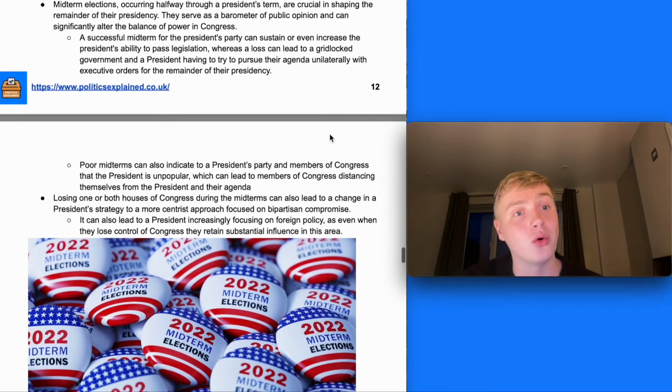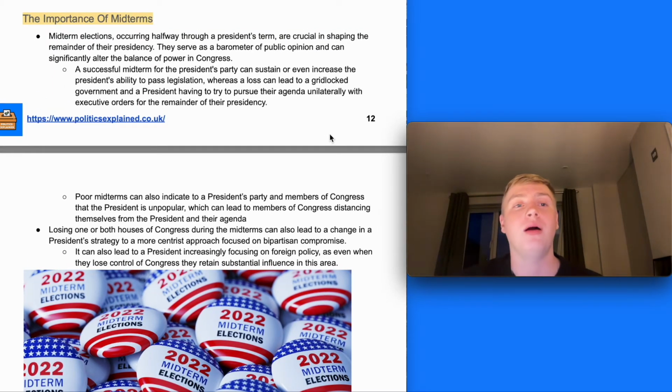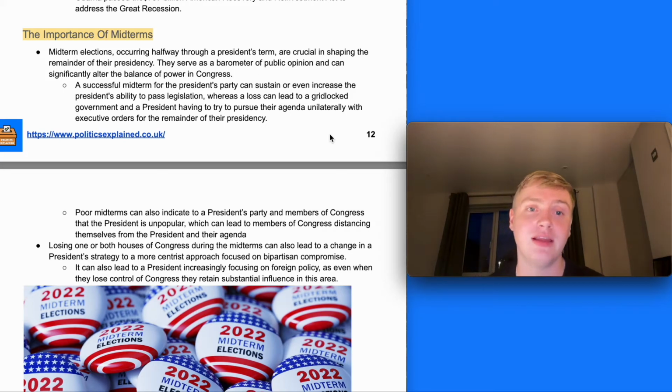Midterms are also really important in the timing across a presidency, and they occur halfway through a president's term, and they're crucial in shaping the remainder of their presidency, serving as a barometer of public opinion, and they can significantly alter the balance of power in Congress. So after a successful midterm for the president's party, they can sustain or even increase their ability to pass legislation, whereas a loss can lead to a gridlocked government and a president having to pursue their agenda unilaterally or try and cooperate with the opposing party in order to pass anything.